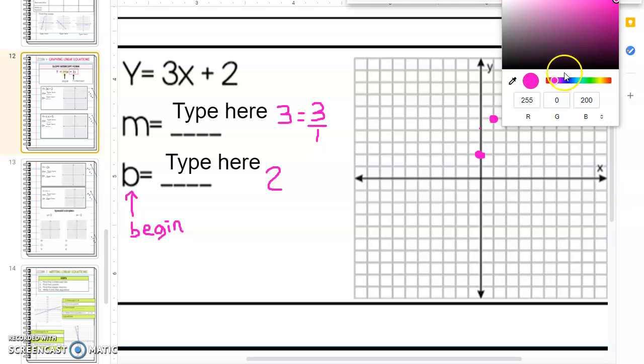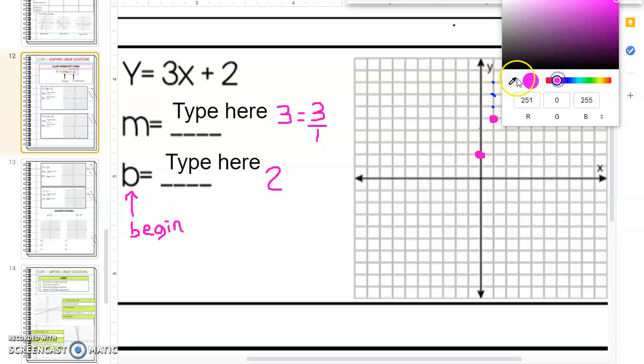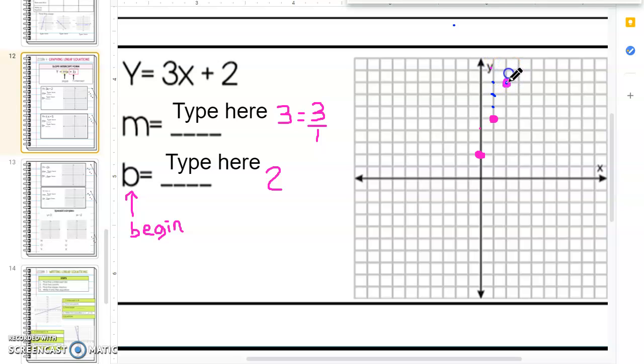I can do the same thing to find another point. I can go up 3, 1, 2, 3, and then over 1. And that is another point right there. Once I get 3 points, I can find the trend of the line pretty well. So then I'm going to connect those points and make my line. And there's my graphed line for that equation. So you want to start with your y-intercept. Your y-intercept is b. That's where you begin. So that tells you where to start, and then you use your slope to find your next points.